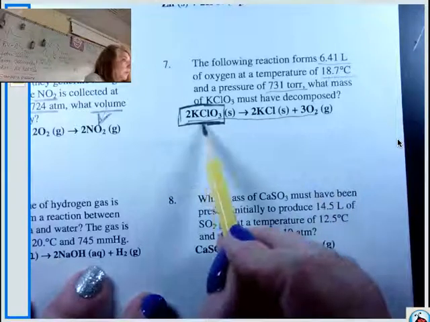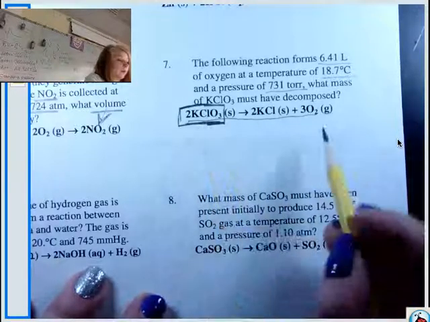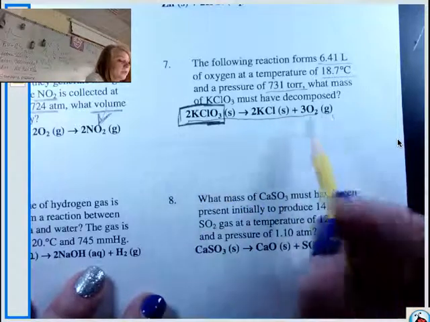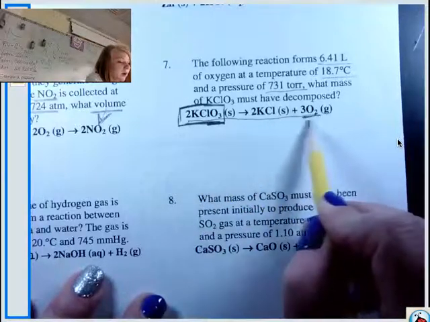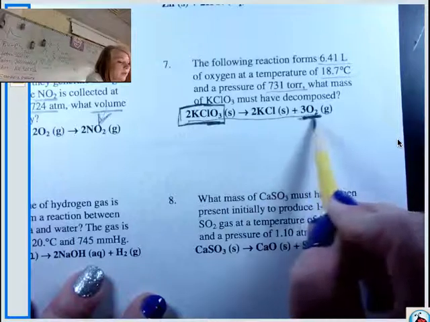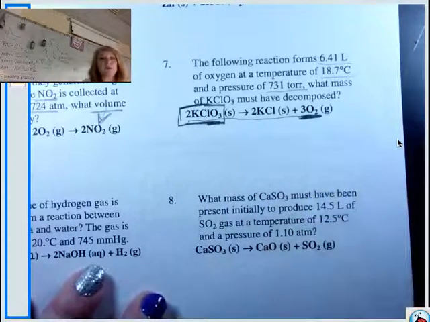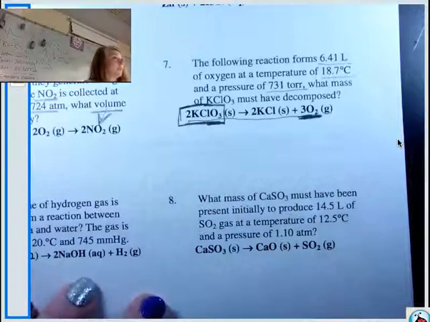I'm looking for this stuff, so I put a little box or circle around it, or sometimes I just underline it. And they're talking to me about oxygen, okay? So I know I'm dealing with those 2 substances in my balanced equation, and that's it. They didn't ask me anything about KCl. So it should not show up in my calculations at all, right?